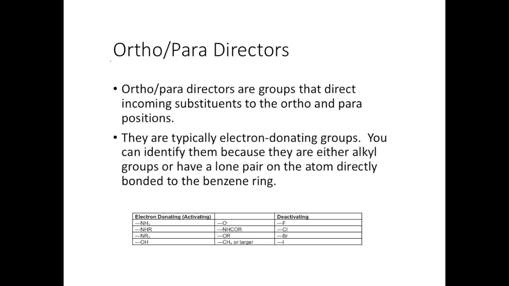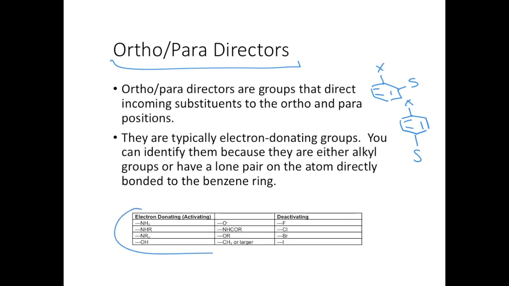Some are what are called ortho-para directors, which means they will direct the incoming substituent to the ortho and para positions, which means you will get two products, one where the incoming substituent is at the ortho position and one where it is at the para position. These are typically donating groups, and you can identify them because they are either alkyl groups or they have a lone pair on the atom directly bonded to the benzene ring. So these are examples of ortho-para directors.